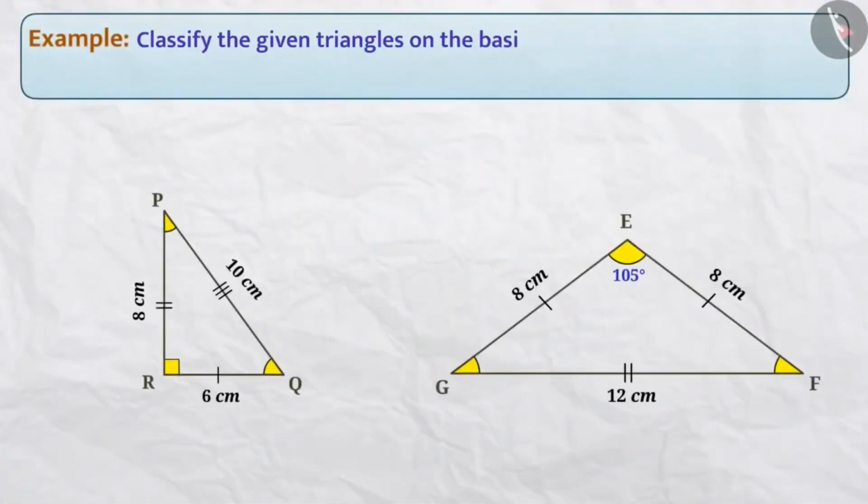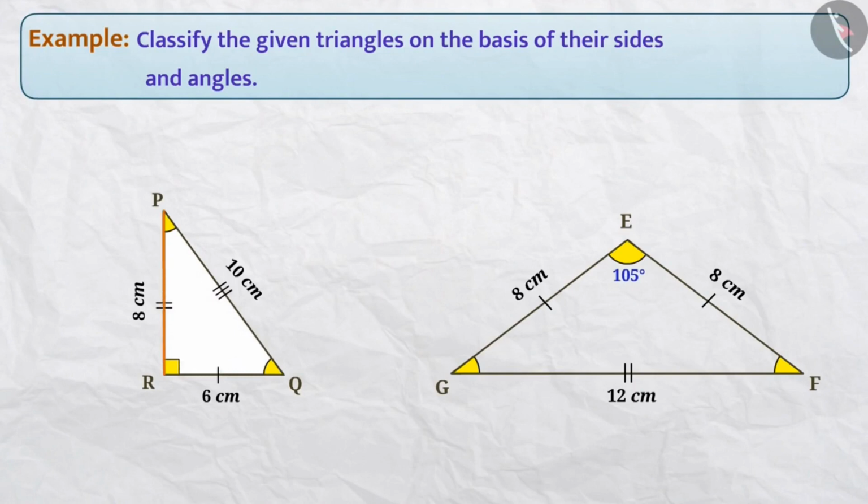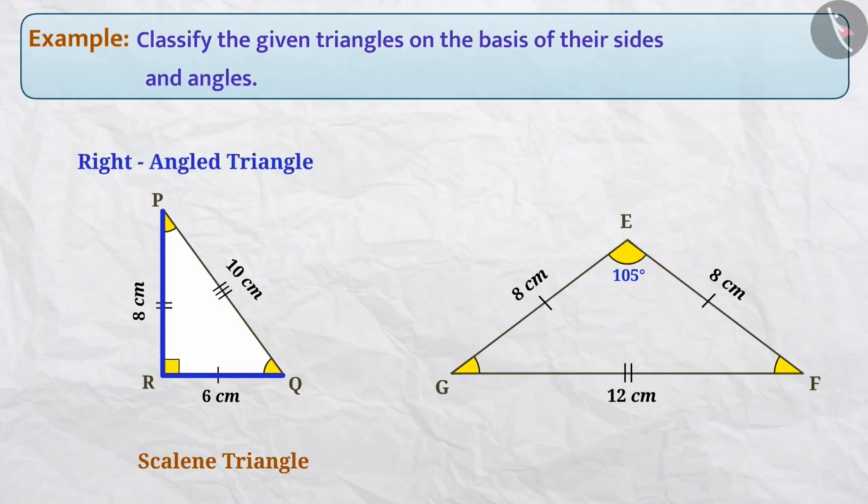Example: classify the given triangles on the basis of their sides and angles. If we talk about triangle PQR, the measurement of the three sides of this triangle is different, so it is named on the basis of the sides. This triangle is called a scalene triangle. We can see that the angle PRQ in it is a right angle. So, based on the angles, it will be classified as a right-angled triangle.